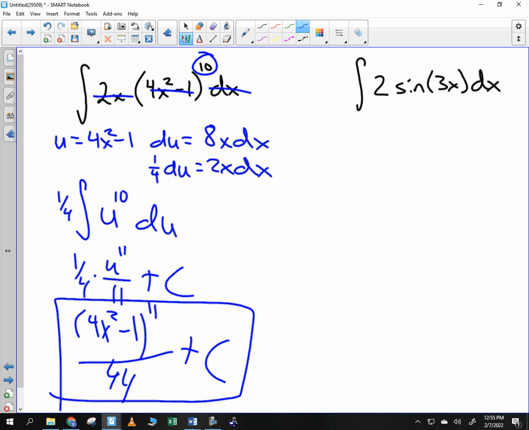Then let's look at the second one. What is u here? 3x. So du is 3 dx. I don't have a 3 dx, I have a 2 dx. So I'll divide by 3, and I'll multiply by 2.